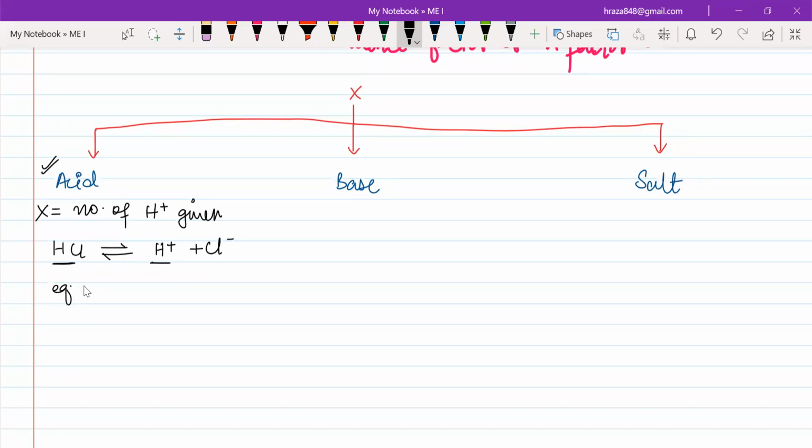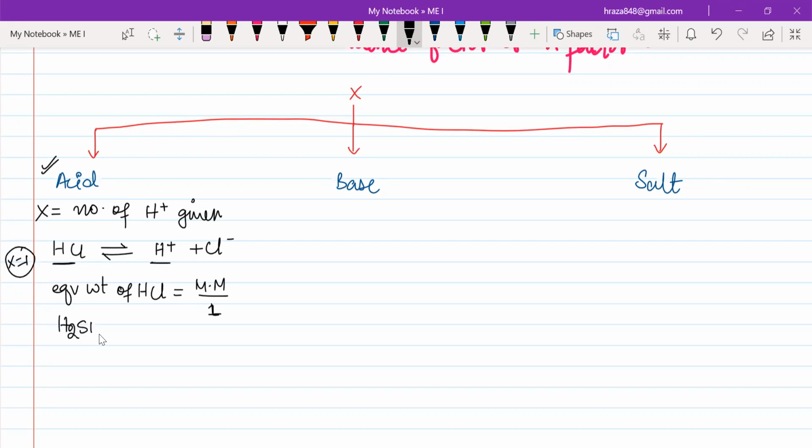So if you are going to calculate the equivalent weight of HCl, it has a formula: molar mass, which you can calculate by adding the atomic mass of each element, divided by X, and X here will be 1. So for HCl, X has a value of 1 because it will give only 1 H plus.